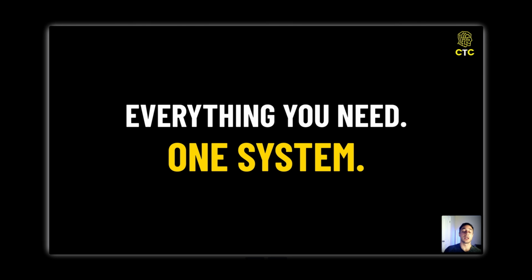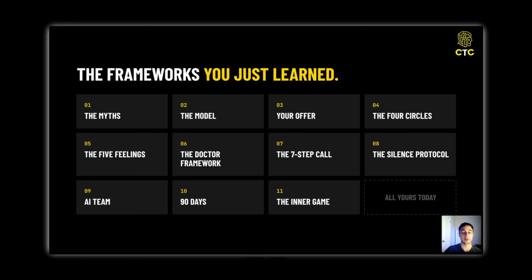Okay? So already, I just gave you everything you need. The systems. So you learned all the frameworks. You talked about the myths, the model, the offer, the 4 circles, the 5 feelings, the doctor framework, the 7-step call, the silence protocol, the AI team for fulfillment, and your 90 days as well as the inner game. All of it you now have.